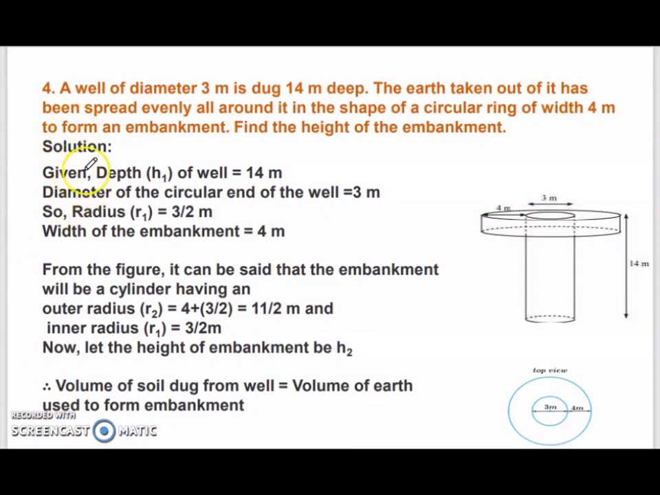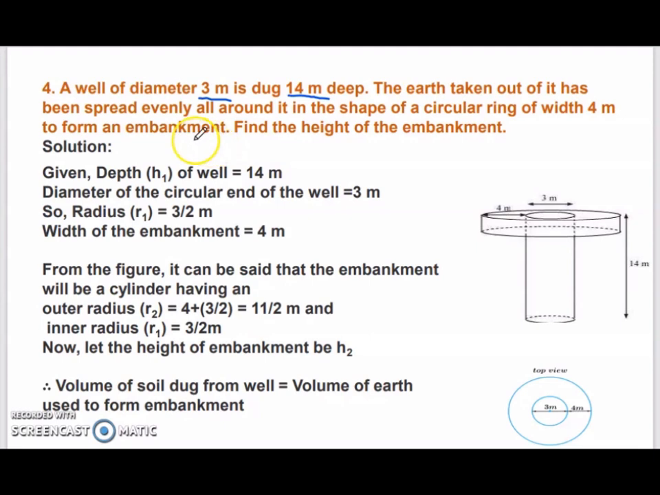So in question number 4, a well of diameter 3 meter is dug 14 meter deep. So again it is a cylindrical well which is having diameter 3 meters, so radius will be 3 by 2 and height is 14 meters. The earth taken out has been spread evenly all around it in the shape of a circular ring of width 4 meter to form an embankment.